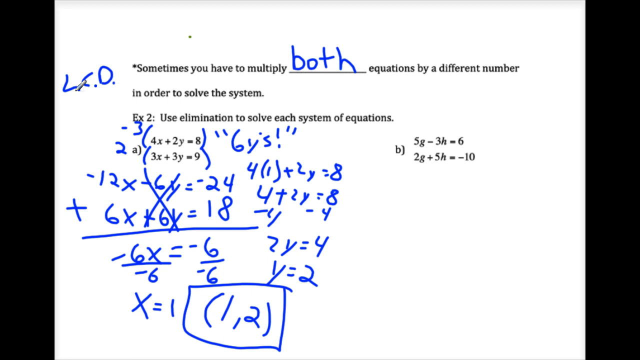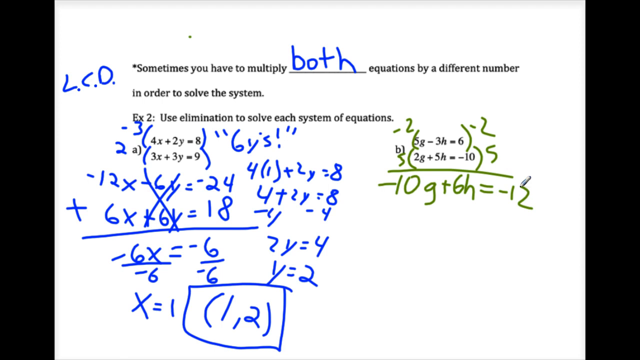5 and 2 have a least common denominator, so this is 10, this is 15. I'm going to do the G's. G is first in the alphabet. So you multiply the top one by -2 and the bottom one by 5. Very good. -10G plus 6H equals -12, and 10G plus 25H equals -50. The G's eliminate.